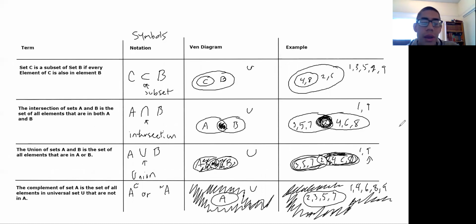So if I just want the complement of A, that means I'm going to take the universal numbers that are not in set A. If you notice here, set A is 2, 3, 5, 7. I don't want those. I don't want the numbers inside set A. I want all the other numbers that are in set U that are not in set A. That's numbers 1, 4, 6, 8, and 9. Right? I want the rest of the numbers.